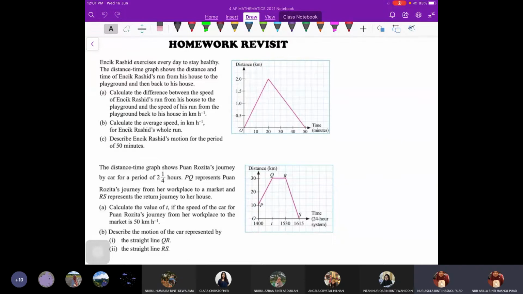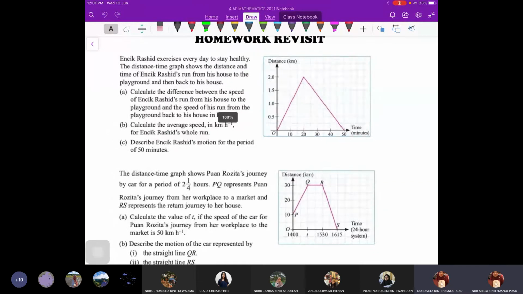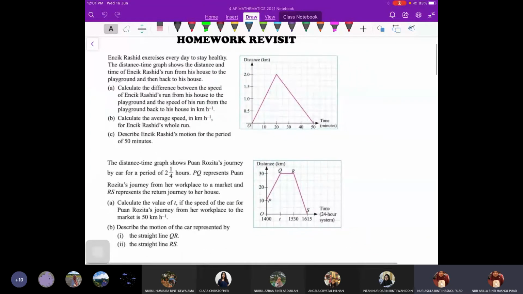Okay, so secara overall, saya nak kamu perasan is one thing that you have to notice in your homework. Okay, di mana homework on distance time graph. Okay, so this is question 2 and 3. Okay, so kita nak fokus kepada soalan B here and also A here.